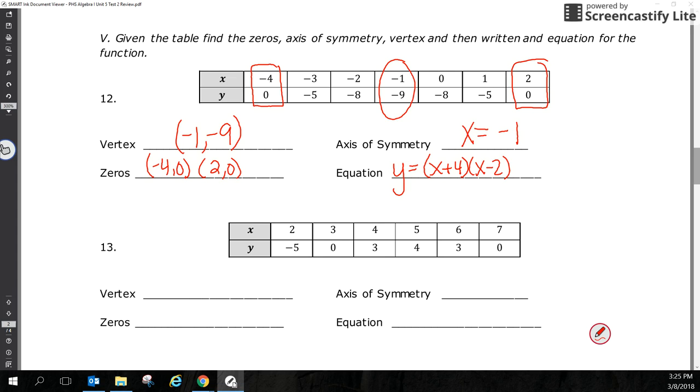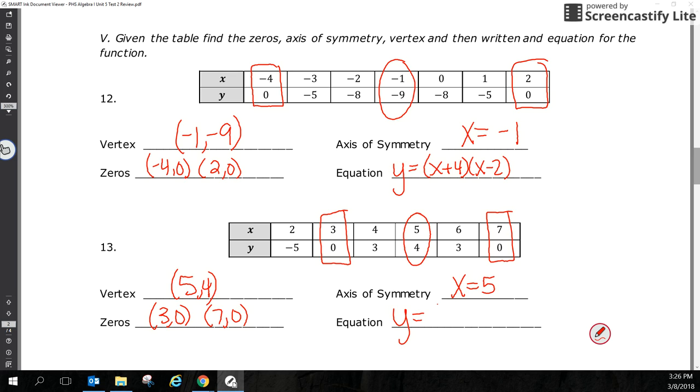All right, number 13. Again, looking for that place where it gets symmetrical. So I've got negative 5, 0, 3, 4, 3, 0. So I see it here, 4, 3, 3, 0, 0. That's my highest point right there. So my vertex is (5, 4), which means my axis of symmetry is always going to be x equals the x value of my vertex, so x equals 5. My zeros are (3, 0) and (7, 0). And then to write the equation, I'm going to change these into factors by changing the sign. So x minus 3, x minus 7.